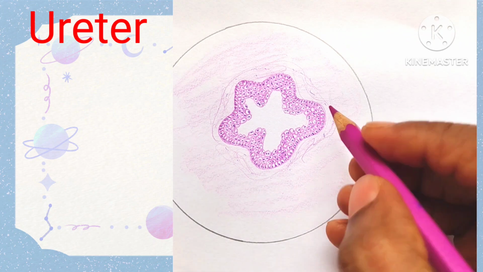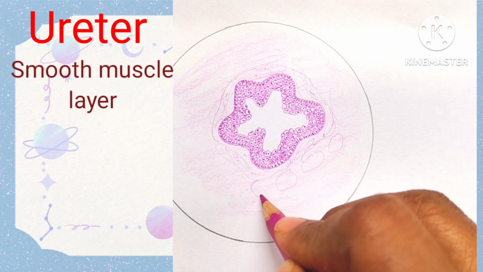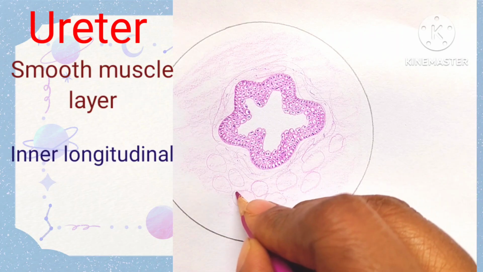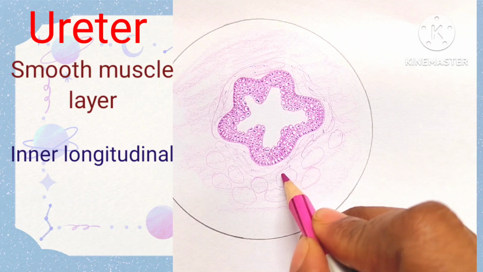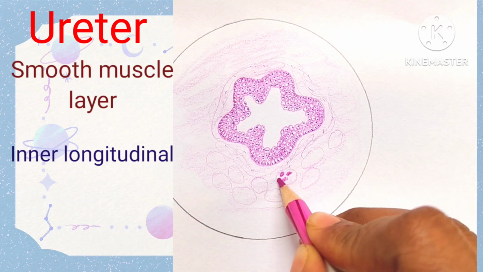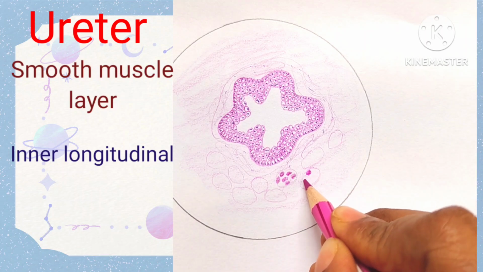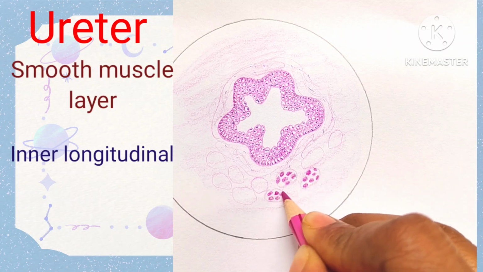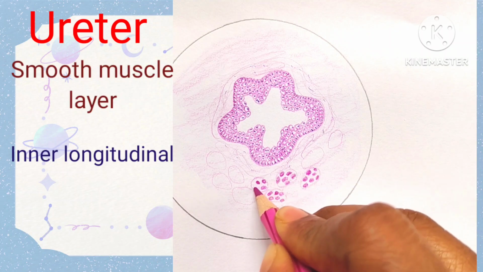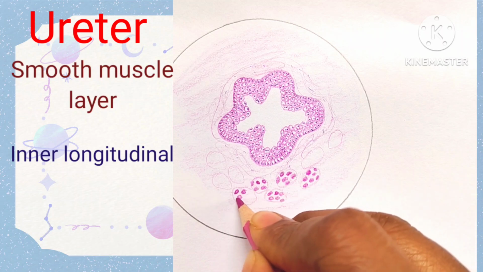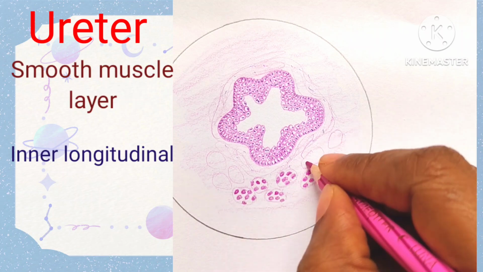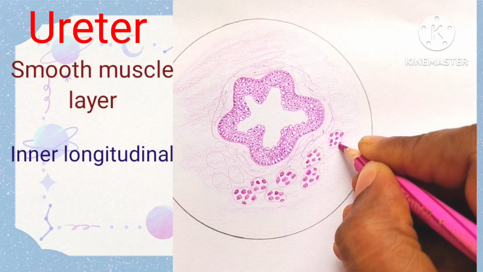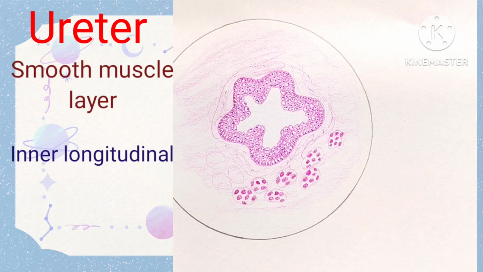Coming to the next layer, that's the muscular layer. Here it differs from the GIT. In the GIT we usually have an inner circular and outer longitudinal layer, whereas in the ureter we have inner longitudinal and outer circular. Even this inner longitudinal circles around the ureter, but it has long spirals, whereas the circular layer has continuously short spirals.